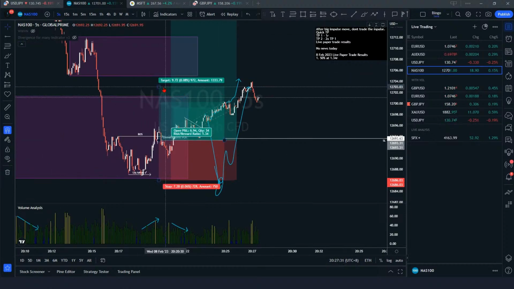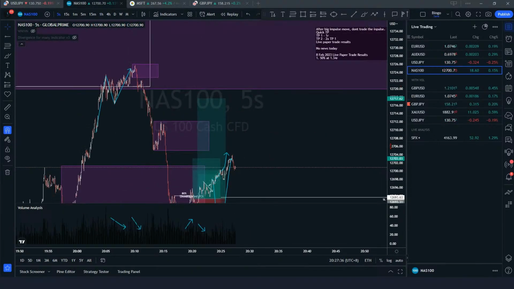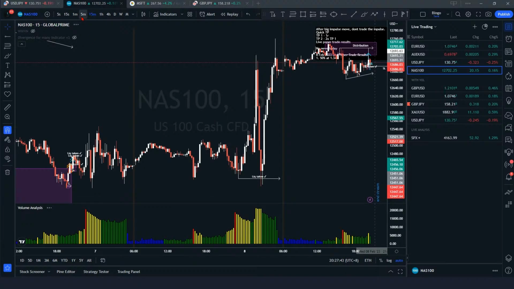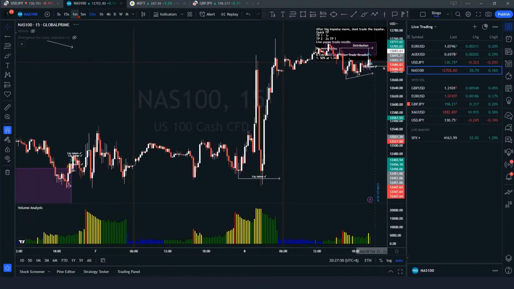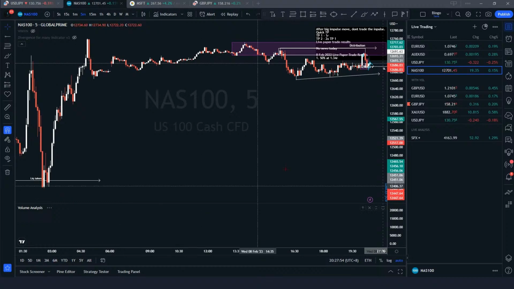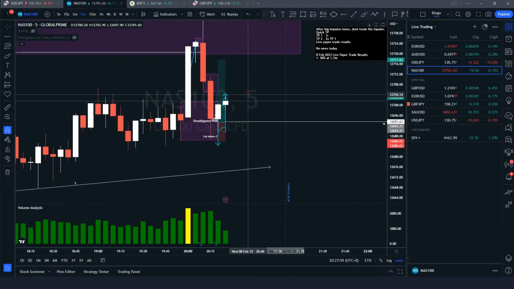Okay. So the next target should be around here, where we have the high time frame order block. My trading view is lagging. Yep. So it's very near the distribution on the lower time frame.